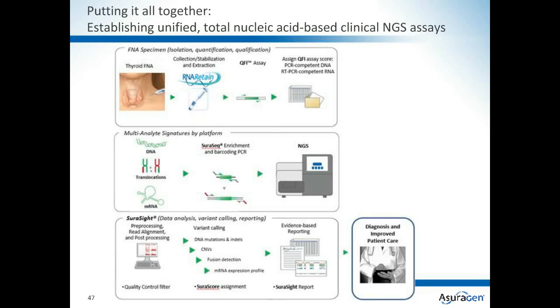Let me begin with an overview of this particular unified NGS workflow. And I'd like to point out a couple of key elements as we go along. Since this is a thyroid clinical case study, it's important to provide some context on the acquisition of the sample type, which in this case is a biopsy. It's taken as an FNA from the patient. We're able to utilize our RNA retain technology to preserve the sample, which is critical because it includes RNA and DNA markers. And then we can use the QFI assay to partition quantification of both the DNA and the RNA load within the total nucleic acid sample.